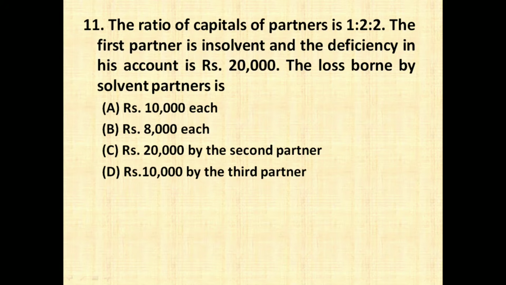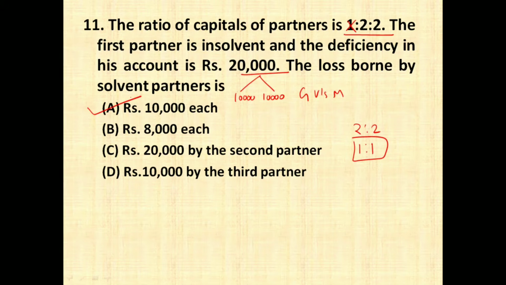The ratio of capital of partners is 1:2:2. The first partner is insolvent and the deficiency in his account is rupees 20,000. The loss borne by the solvent partners is rupees 10,000 each, 8,000 each, rupees 20,000 by second partner, rupees 10,000 by the third partner. This is a case of Garner versus Murray rule. So here what is happening, one partner, that is the first partner, is becoming insolvent, so his share will not be considered. Now his deficiency in the account is rupees 20,000. Now this 20,000 rupees, as per Garner versus Murray rule, has to be divided among the remaining partners in the capital sharing ratio, which is 2:2. If you further simplify, it becomes 1:1. So this 20,000 rupees has to be divided between two partners in the ratio of 1:1, which will give you rupees 10,000 and 10,000, which is option number A.